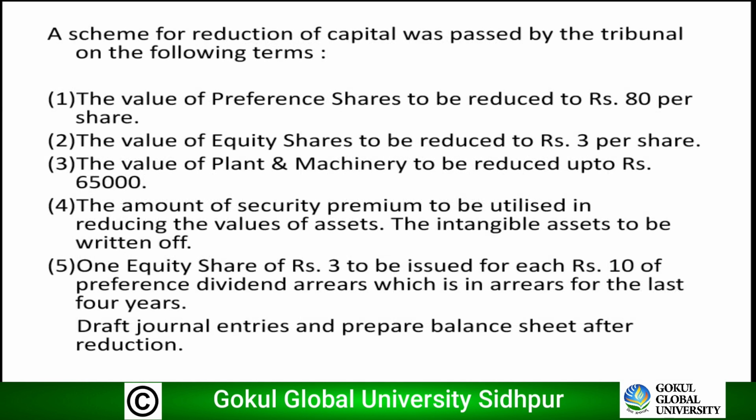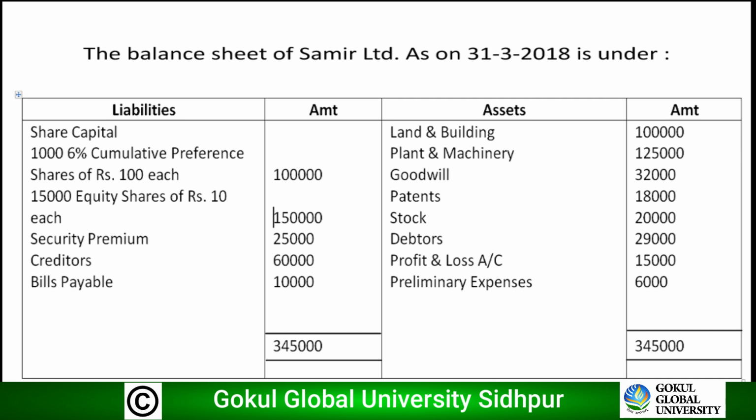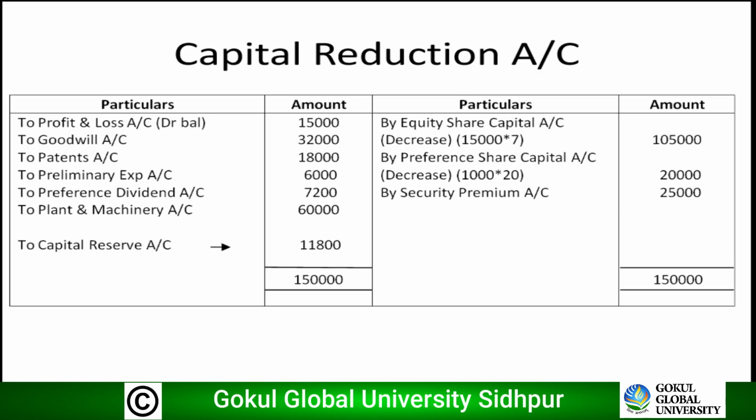Next, by preference share capital account 20,000, 1,000 into 20. So adjustment number 1. The value of preference shares to be reduced to rupees 80. 80 means new price, and total price of preference shares is rupees 100. So 100 minus 80 is equal to 20. So 1,000 into 20 is equal to 20,000.